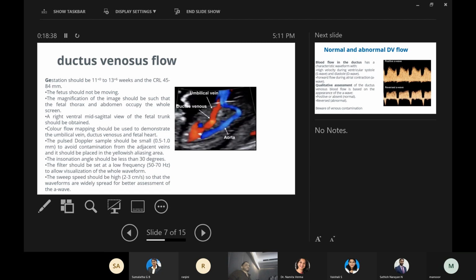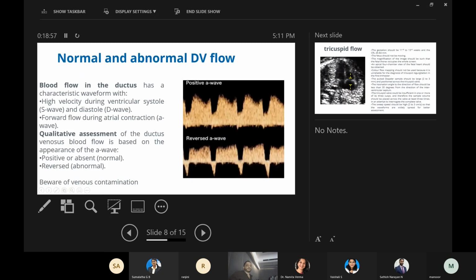Ductus venosus flow, again, zoom the image properly. The thorax and abdomen of the baby should occupy almost all of the screen. Trace from the umbilical cord entry where you see the aliasing. That is the area of the ductus venosus. Put your power Doppler here and get the waveform. And the waveform you will get like this. This is the positive A wave in the waveform.